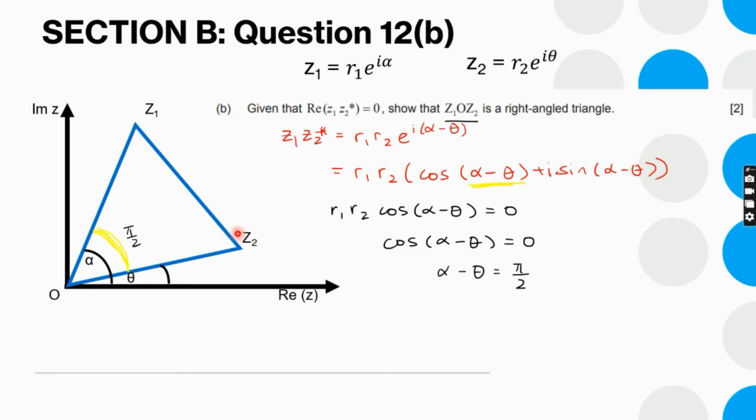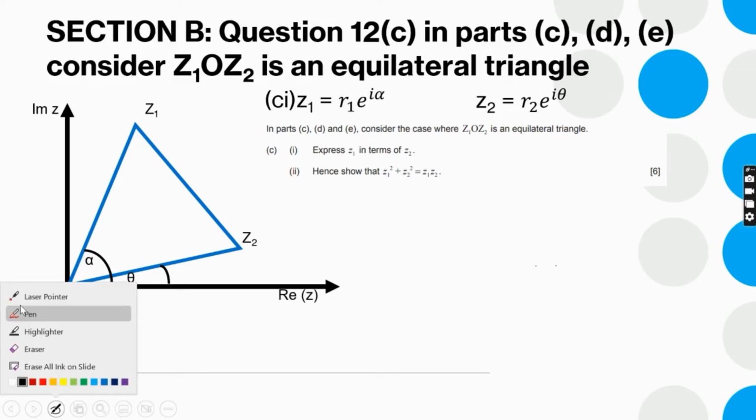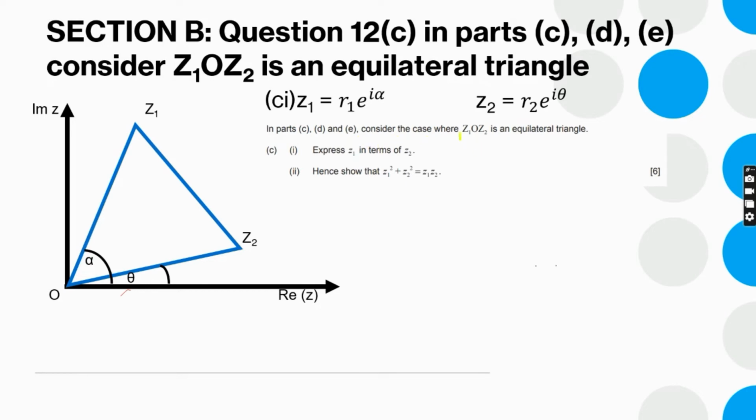Z1 O Z2 is a right angle triangle. In C part 1 of the question, you're supposed to express Z1 in terms of Z2, and you're given some other information. You're told that Z1 O Z2 is an equilateral triangle. So that means that the modulus of Z1 would be equal to the modulus of Z2. Okay, so I'm going to write that down. Modulus Z1 equals modulus of Z2.